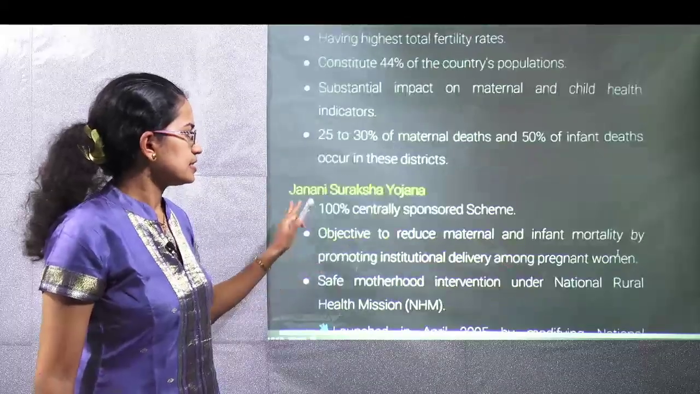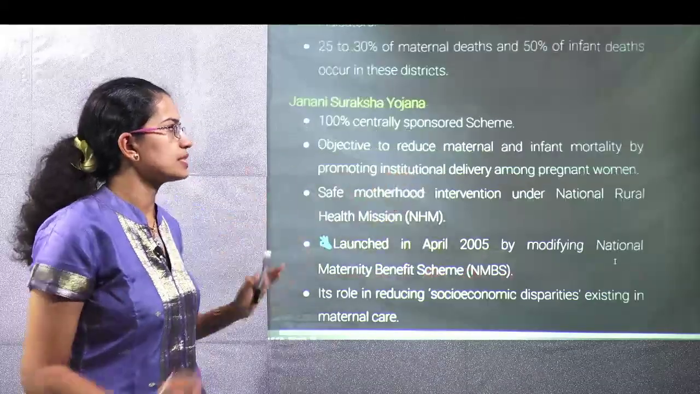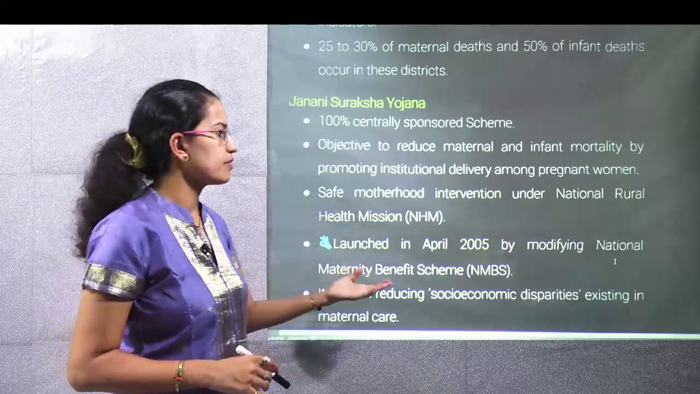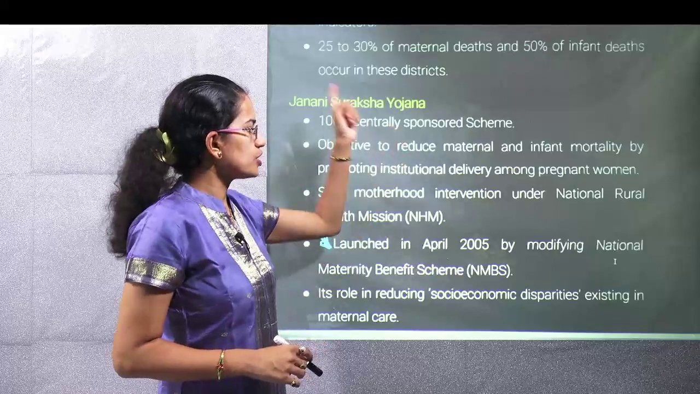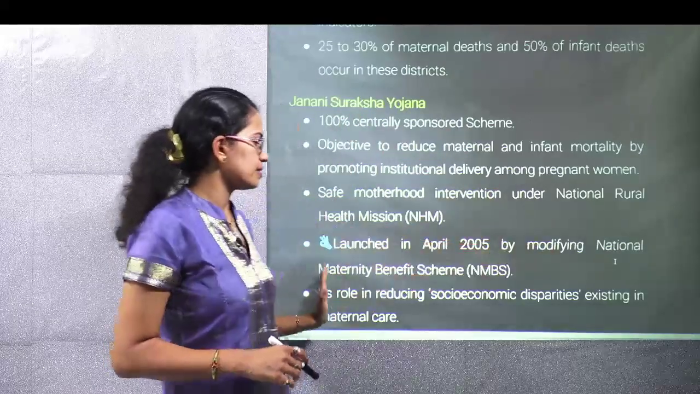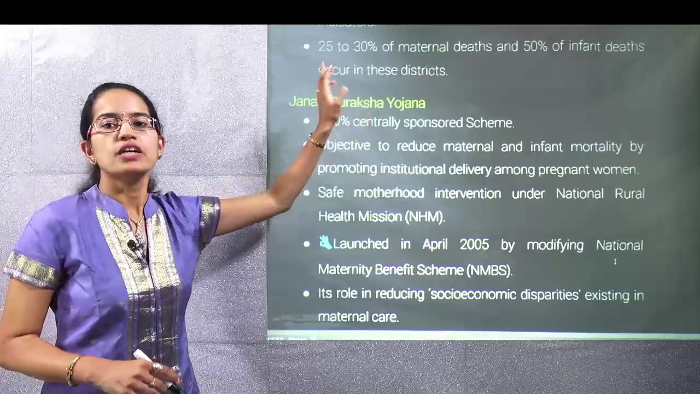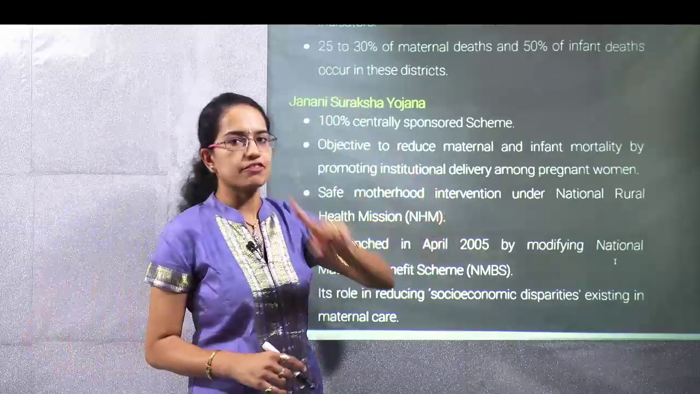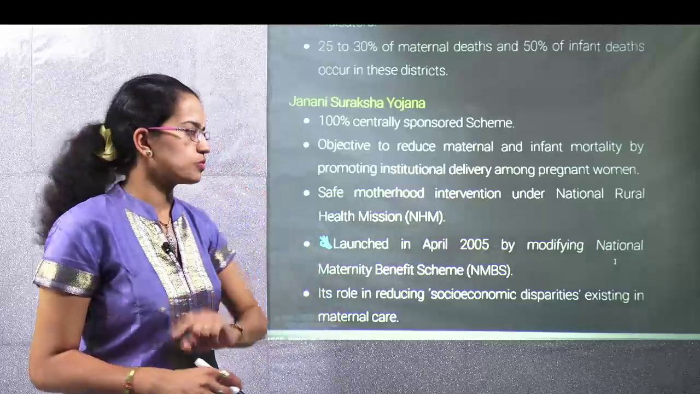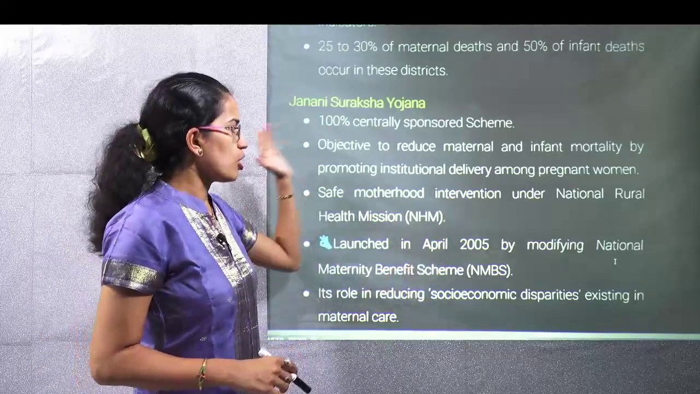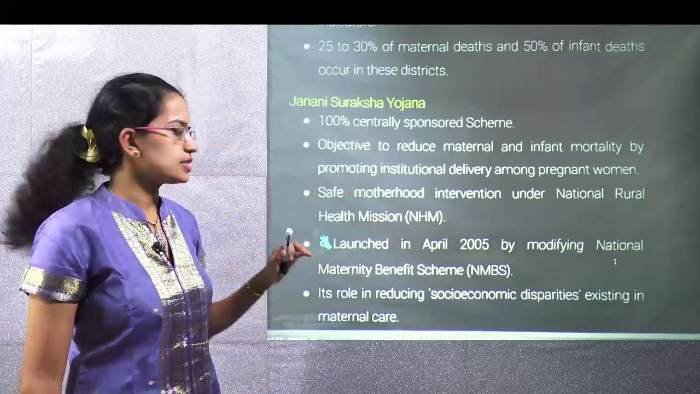The next is Janani Suraksha Yojana. It's a 100% centrally sponsored scheme. It was launched in 2005 and was initially under the name of National Maternity Benefit Scheme, which is now known as Janani Suraksha Scheme. So the name of the scheme has changed, and therefore again a very important question: what was the previous name of this scheme? This talks about safe motherhood interventions.